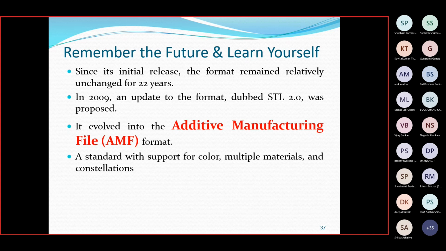And why have they proposed this? To support material type and color in STL. Further, this STL 2.0 was completely changed and came as AMF, the Additive Manufacturing File format. Nowadays AMF is there, and what are the benefits of AMF? It stores colors, multiple materials, and constellations, so it supports all of them.